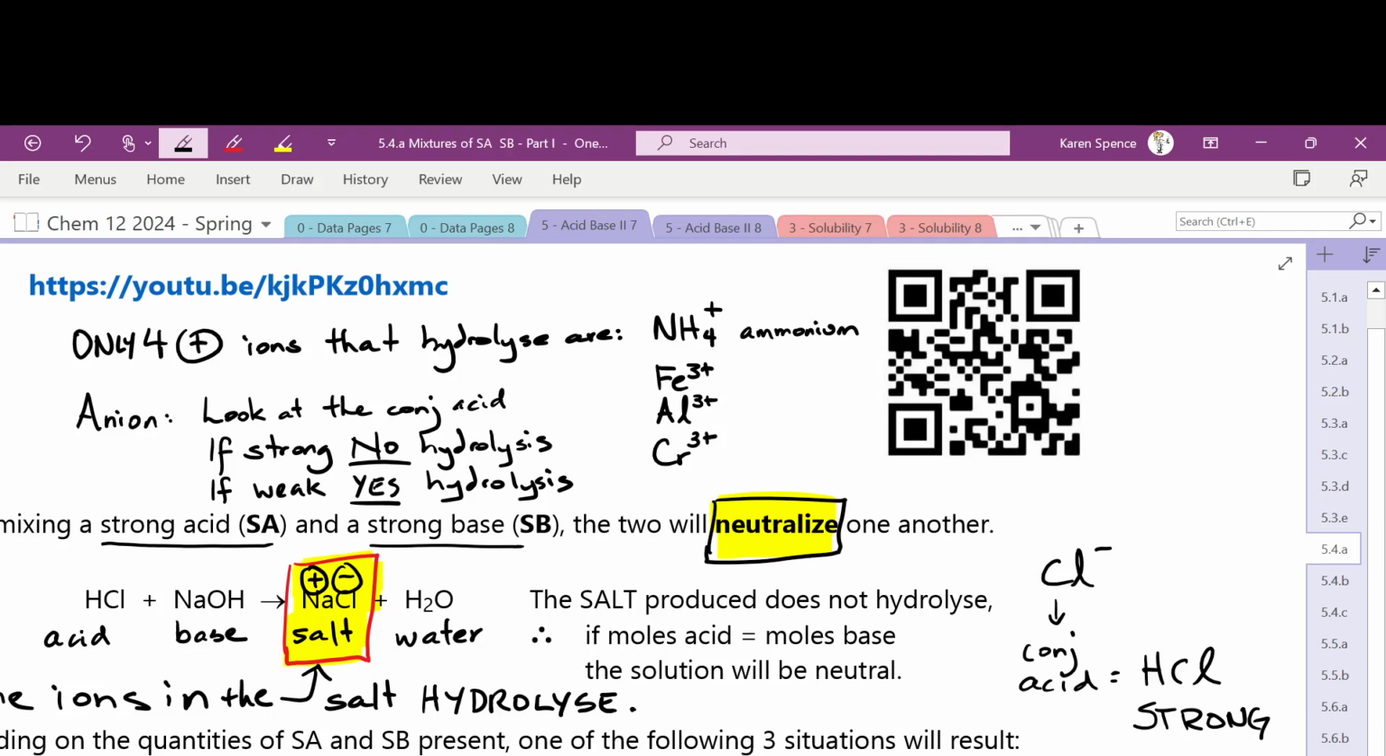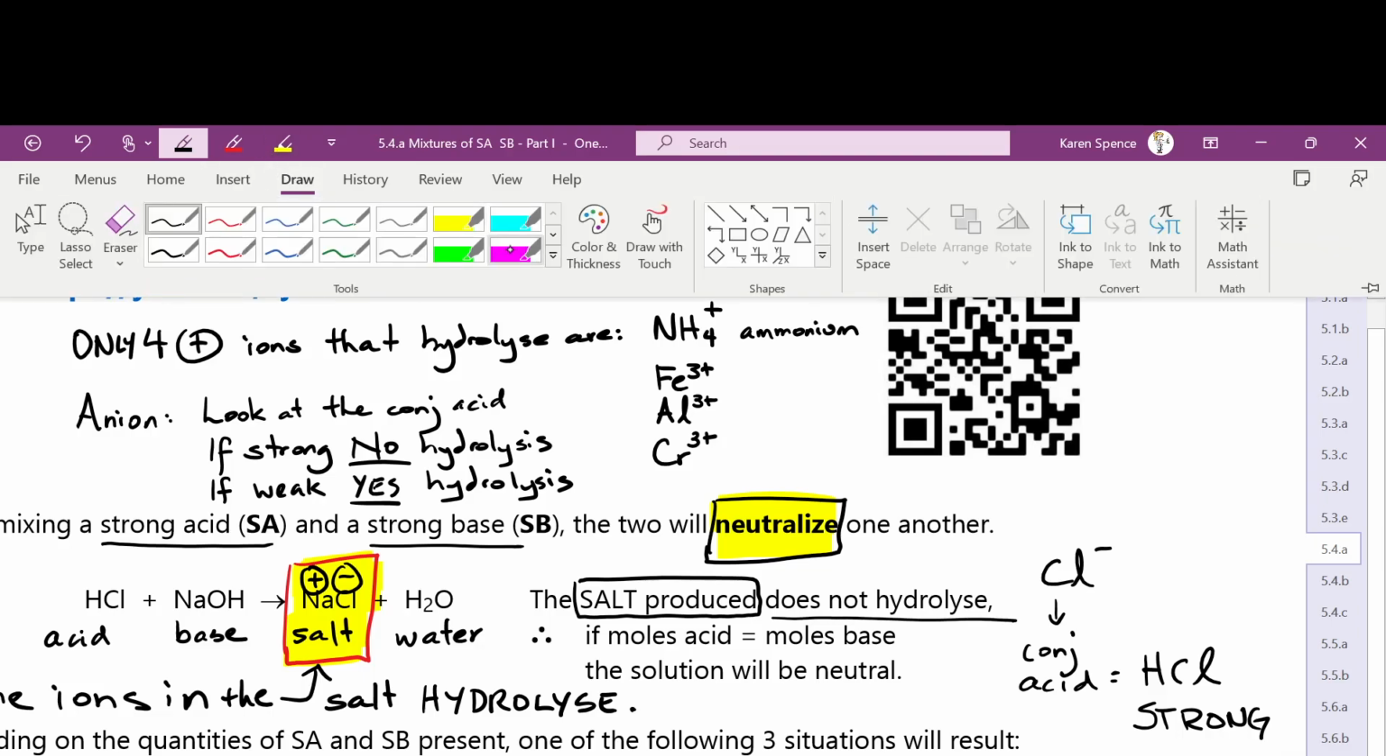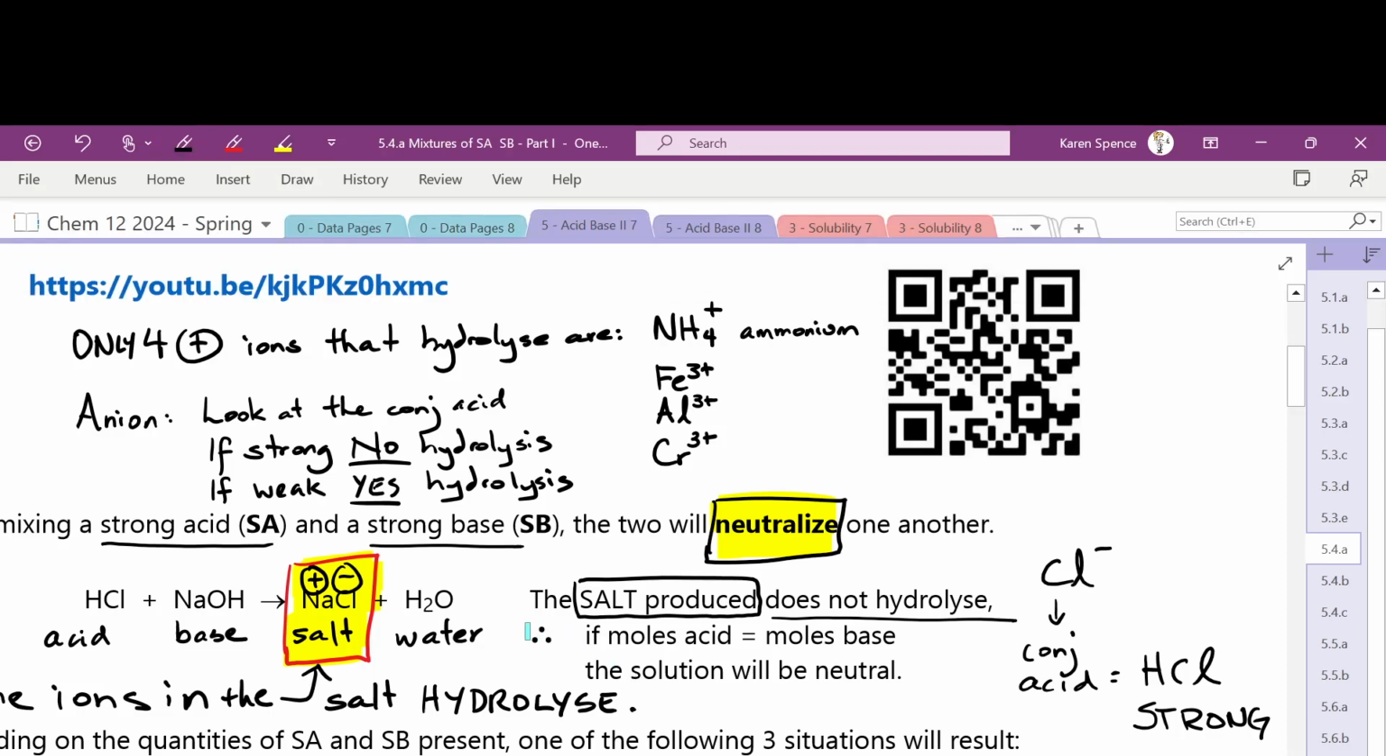And so therefore, the salt we have produced is what kind of salt? Acidic, basic, or neutral? It is a neutral salt. So the salt produced does not hydrolyze. Now, this is actually very important. If the moles of acid equal the moles of base, and we don't have any excess of either, the solution will be neutral.